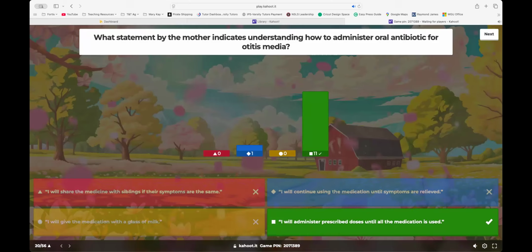Great job, guys. Anytime we're on antibiotics, we have to take the entire prescribed course. We can't stop as soon as we start feeling better. We know we won't fully eradicate our infection then, and then we become antibiotic resistant.